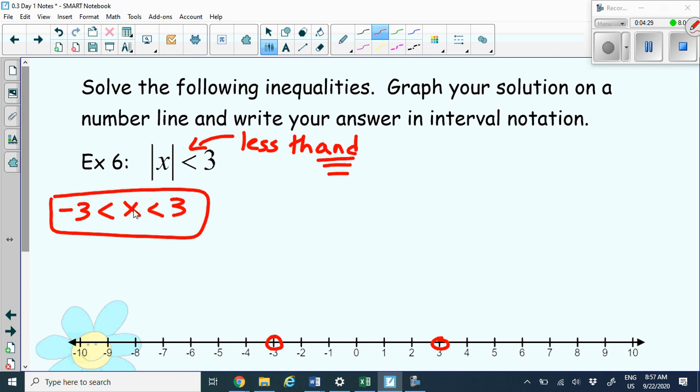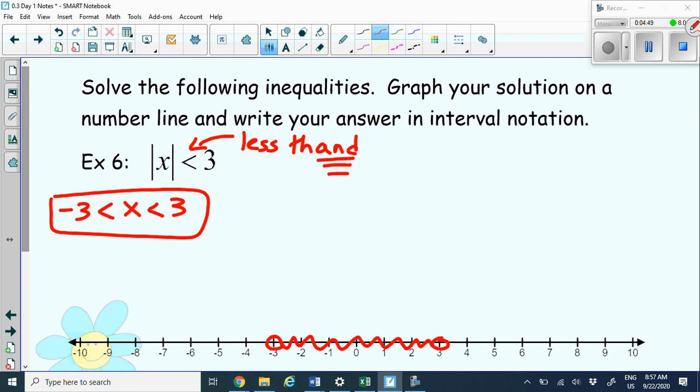Other numbers like negative 4, well, we know negative 4 is not greater than negative 3, so that wouldn't work. Or like positive 4, well, 4 is not less than 3, so that wouldn't work. So that's why with AND problems, we're going to shade in between, because it has to satisfy both of those inequalities there, okay?